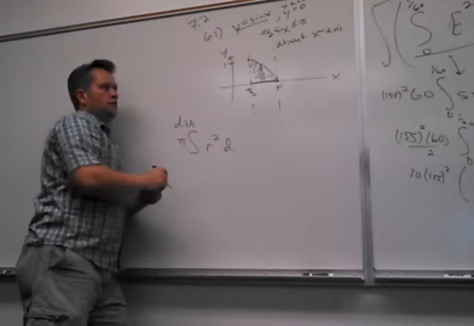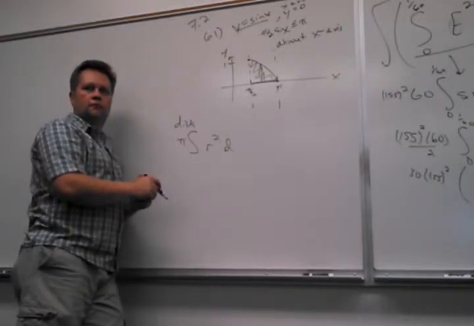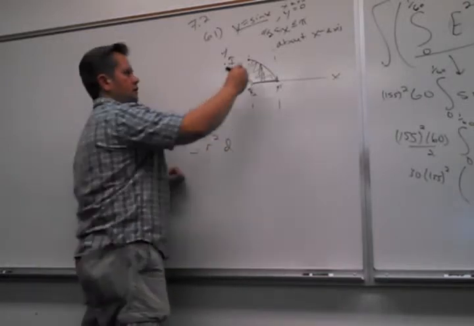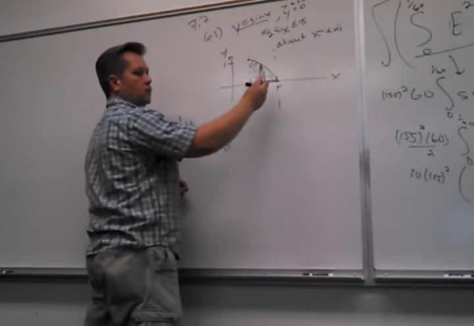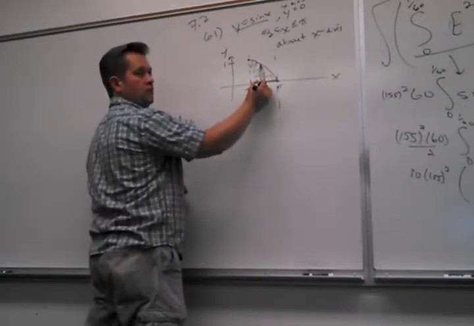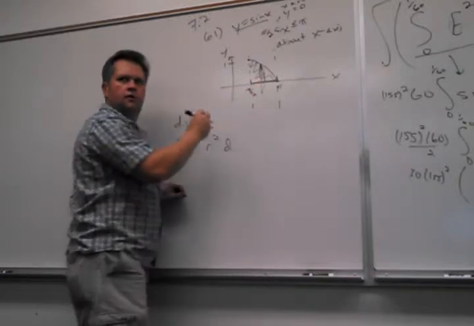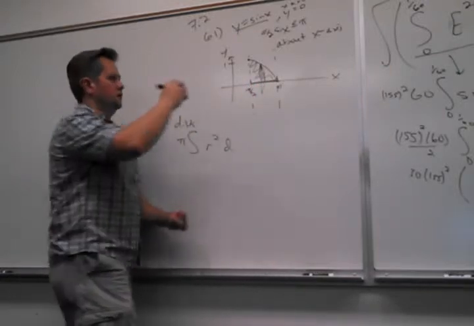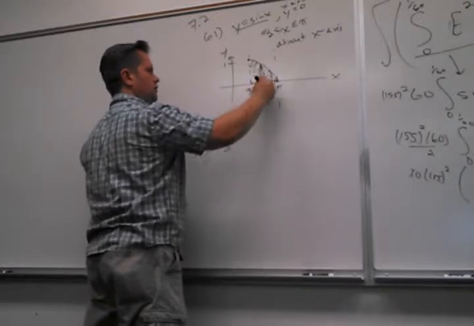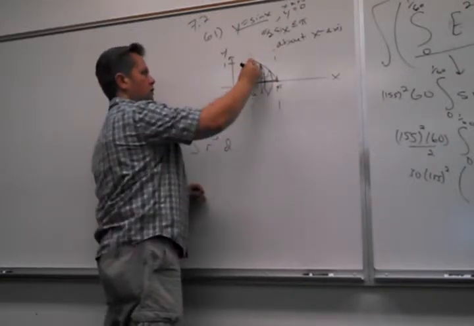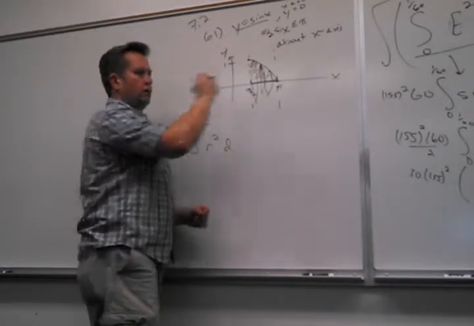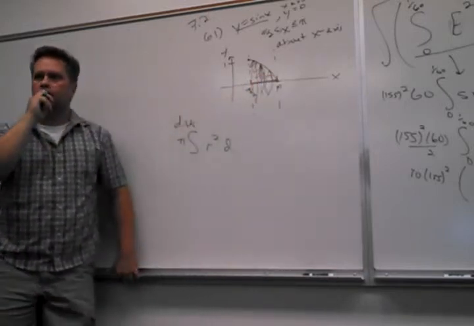But it's going to be dx. How do I locate my disks? Here's one disk here. If I want another disk, where do I move? Up and down or left and right? Left and right. If I want to draw another disk, wouldn't it be here? Or another disk, wouldn't it be here? So I locate them as they move along the x-axis.